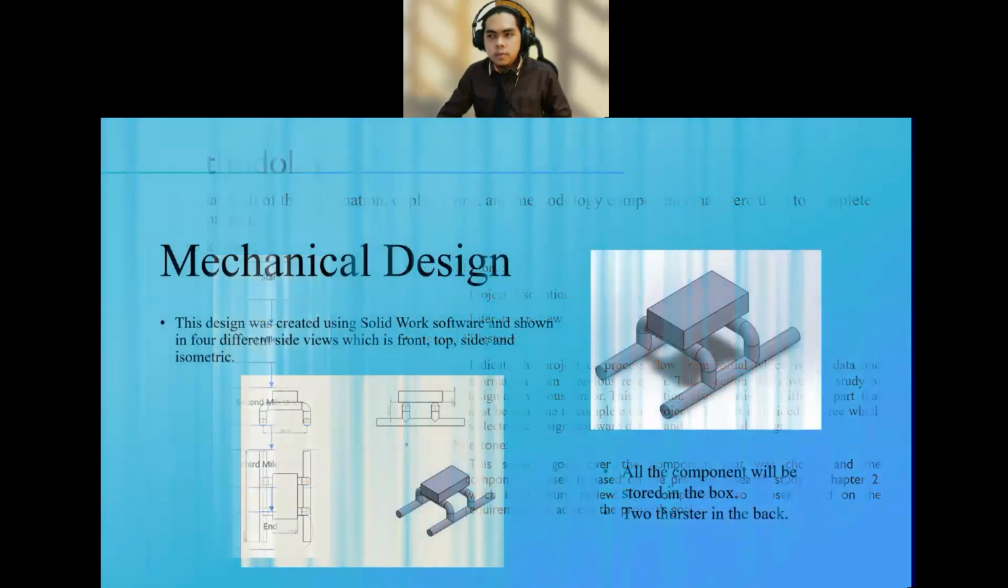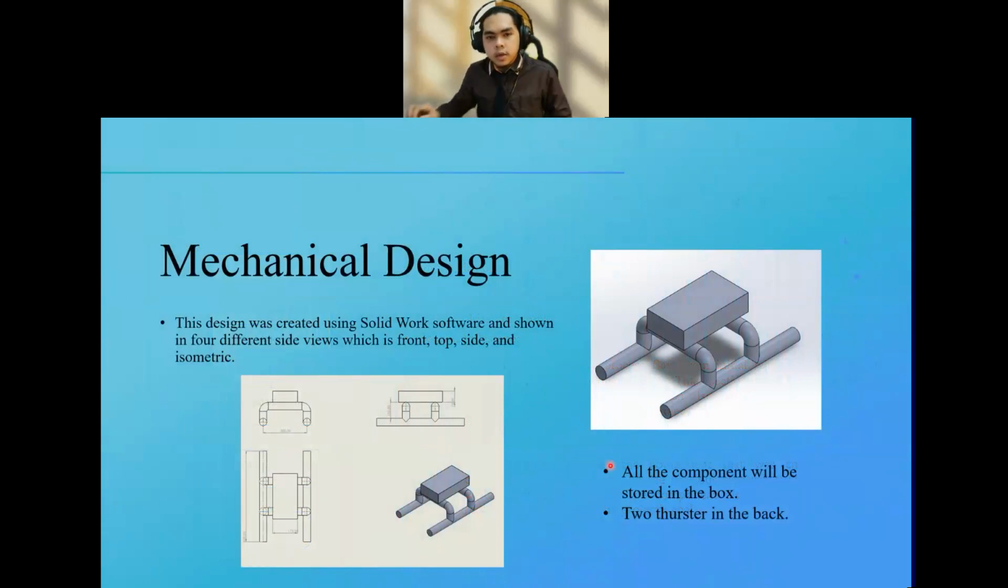Moving forward, mechanical design. This section shows the mechanical design that has been drawn using SolidWorks software. And this is the front view, top view, side view, and isometric. In this isometric view, we can see there is a box in this structure. The box will contain all the components that will be used in this project, while the thrusters will be put in the back, two at this side, one on this side and the other side.